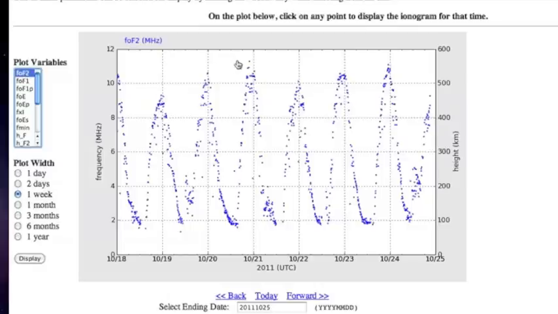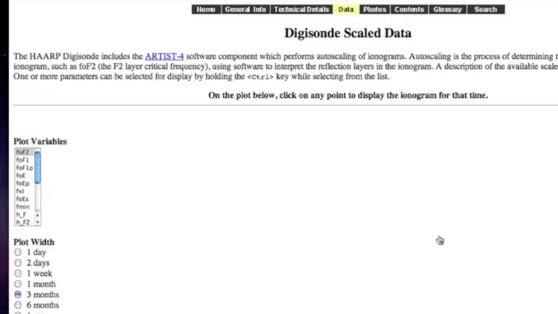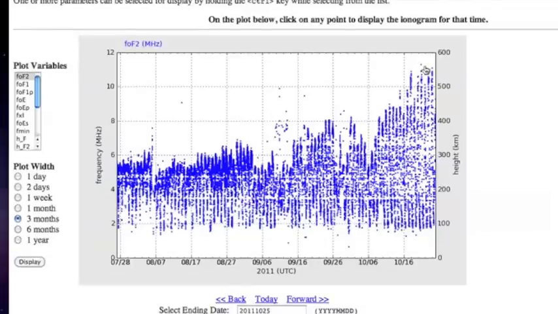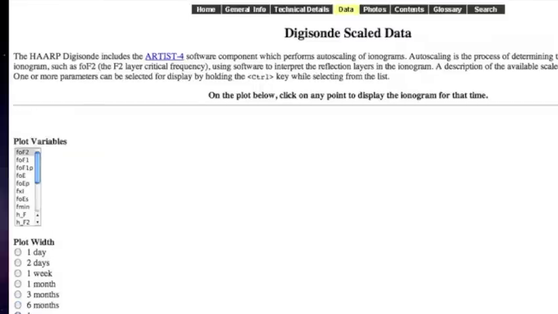Now we come here and we take a look at this plot. We take it out 3 months, and you can see that we have a pretty sharp increase. And it's not just like we have a few dots up there. What's interesting about this is you can see frequency on the left and height above the surface in kilometers on the right there. And you can see the bars pretty well go up above the 10 megahertz, 500 kilometer range.